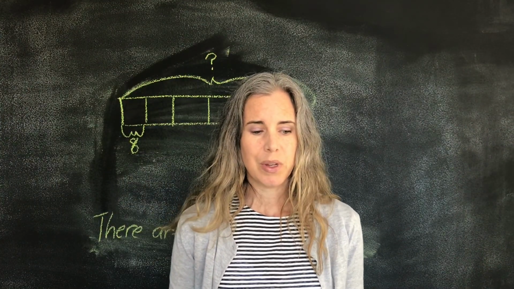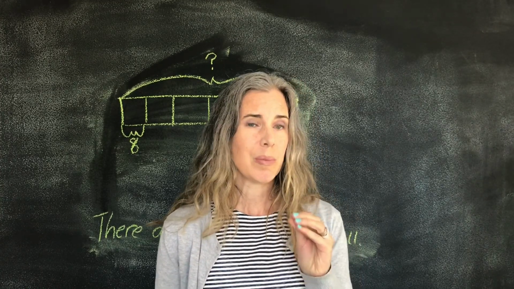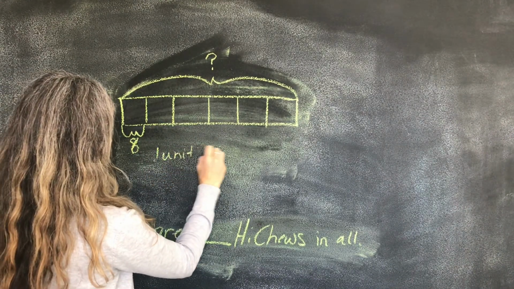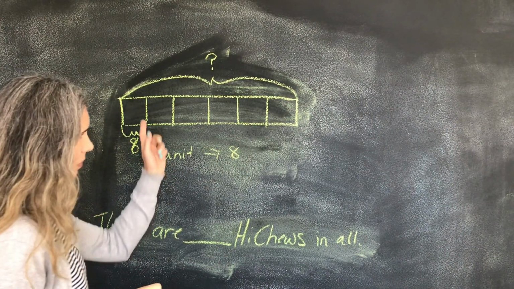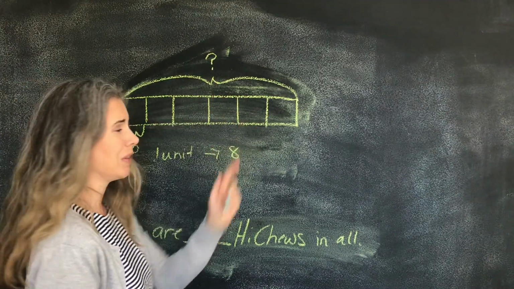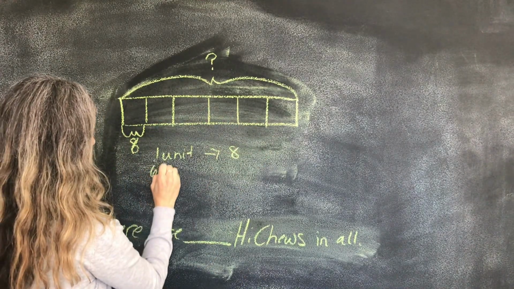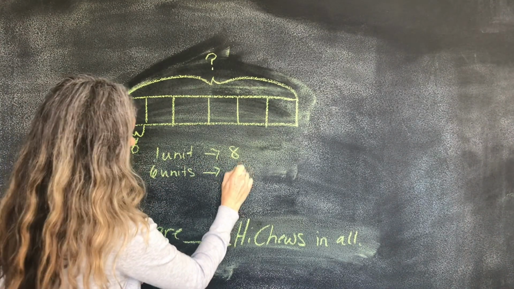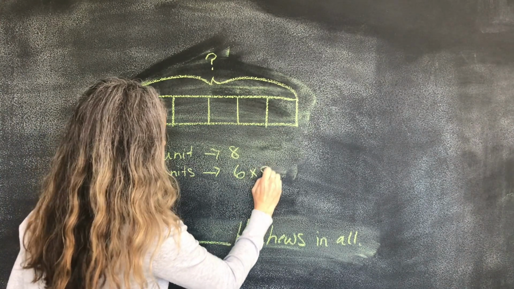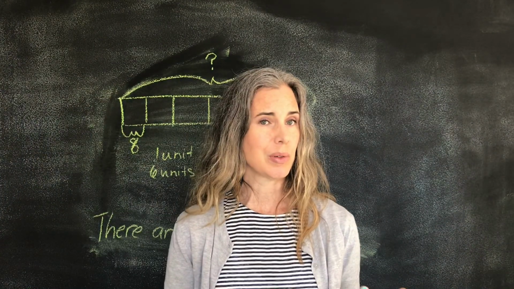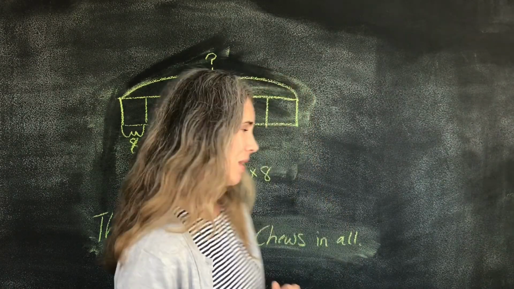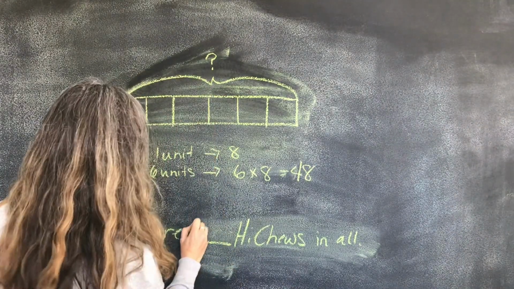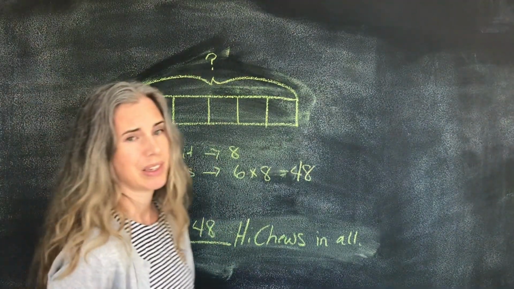Now, we know that one unit, one pack, has 8 in it. Now, I want to find out how many are in all of these. So there's 6 units. So if I have 6 units and each one has 8 in them, I'm going to do 6 times 8. And 6 times 8 is 48. So there are 48 Hi-Chews in all.